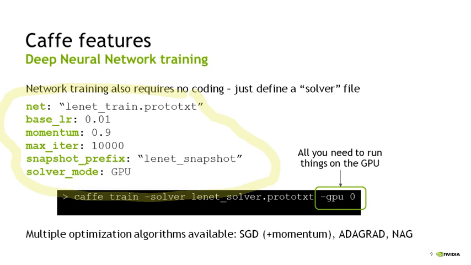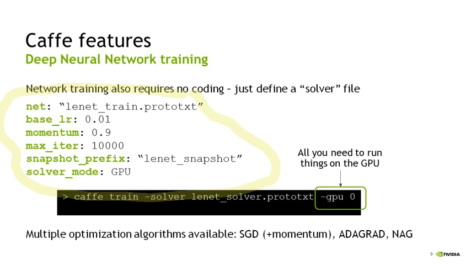We're going to save our checkpoints as we train into this folder, lenet_snapshot, and we're going to use the GPU to train. So once you've defined a solver file like that, you simply pass into the Caffe command line interface this command: caffe train, the solver file, and the flag for which GPU you want to use. And that's all there is to starting to train a network.